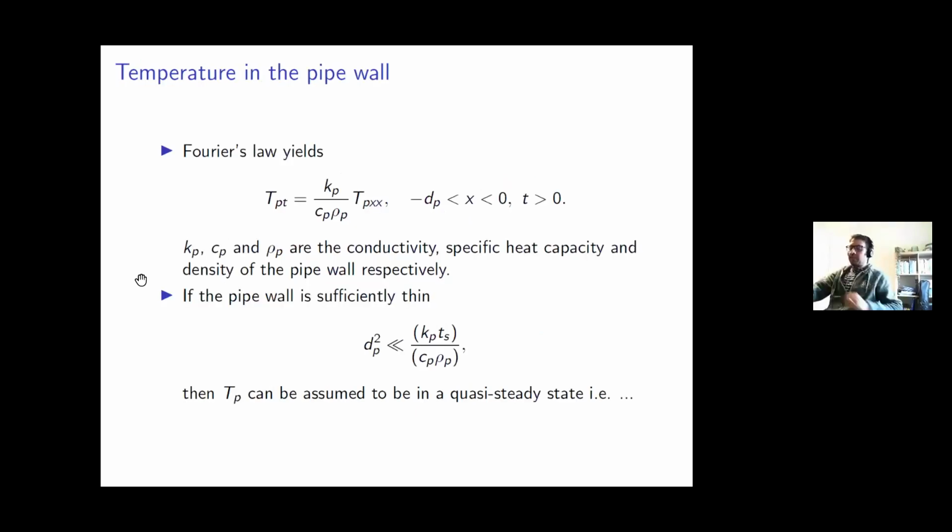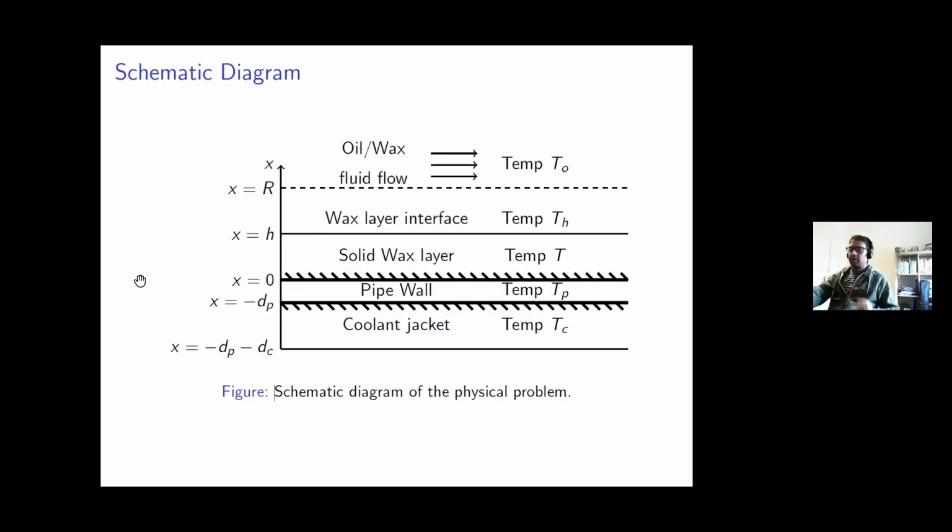Okay, so let's consider first, going back, what we need to do first. We've assumed that the temperature in the coolant is constant. We've assumed that the temperature in the oil wax mixture is constant. And we, in principle, know what TH is for a particular wax. We now need to find T, Tp and h. Okay, so to start with, we'll look at the temperature in the pipe wall.